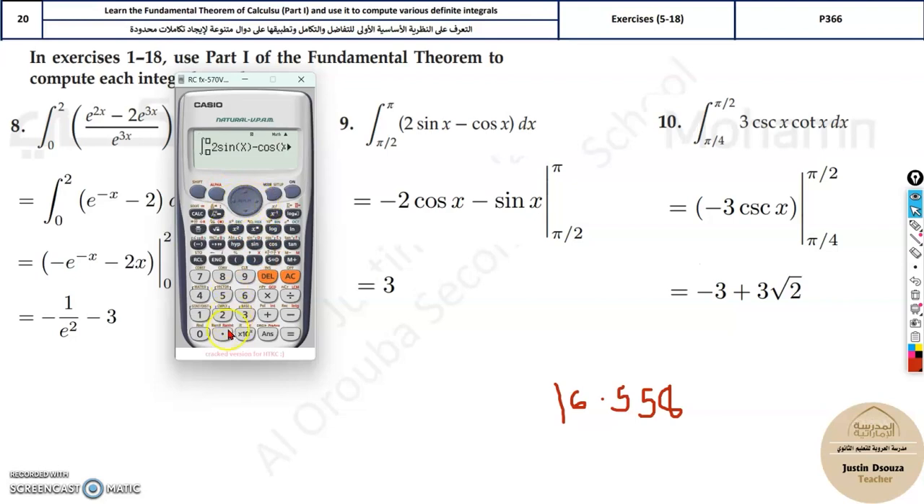And now you put the value pi by 2, that is shift and pi divided by 2, 2 pi, isn't it? Now just be careful with one thing. If I press equal to now, I'll not get the correct answer. I need to make it in radian mode, that is shift, mode, and 4. Only now I'll get the correct answer, that is 3. So please make sure for any trigonometric function you have radian mode on.